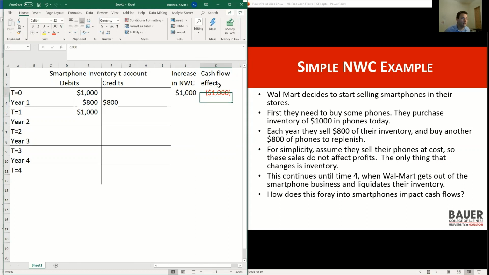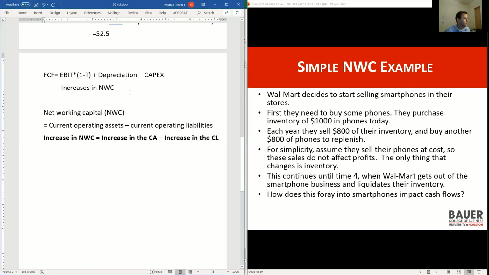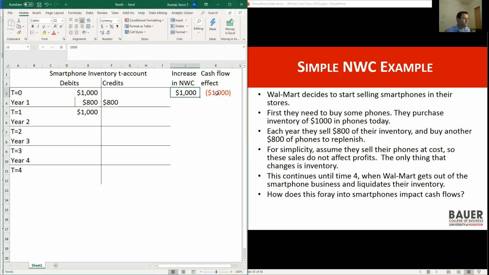Right? The increase in net working capital was 1,000. So go back to our equation. What's the cash flow effect? If there's an increase in net working capital, it's a negative sign. Right? You're putting money into the business. And so the negative $1,000 is how much cash they're putting into the business.